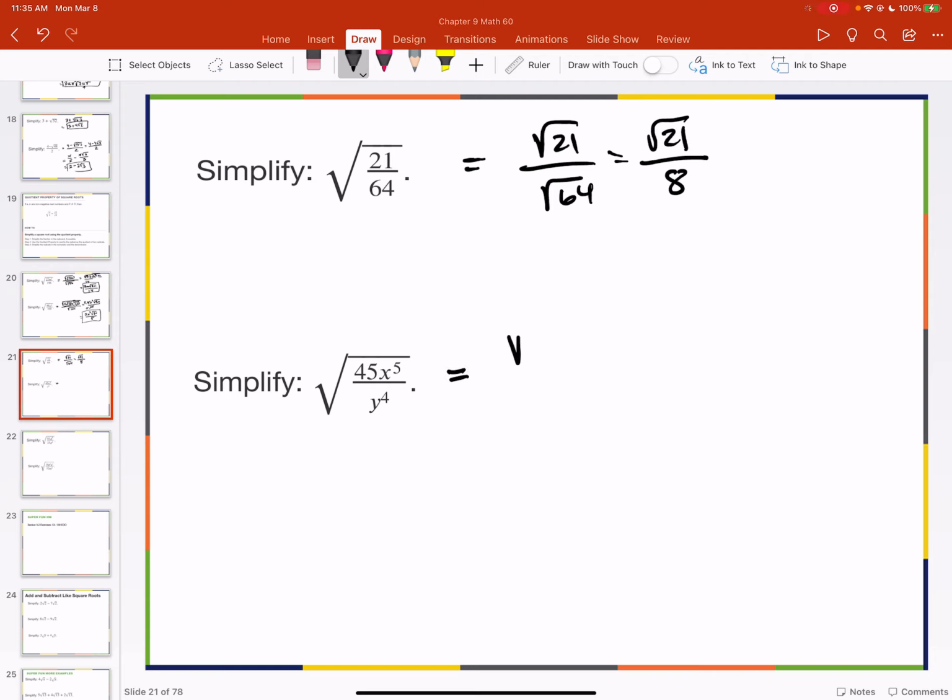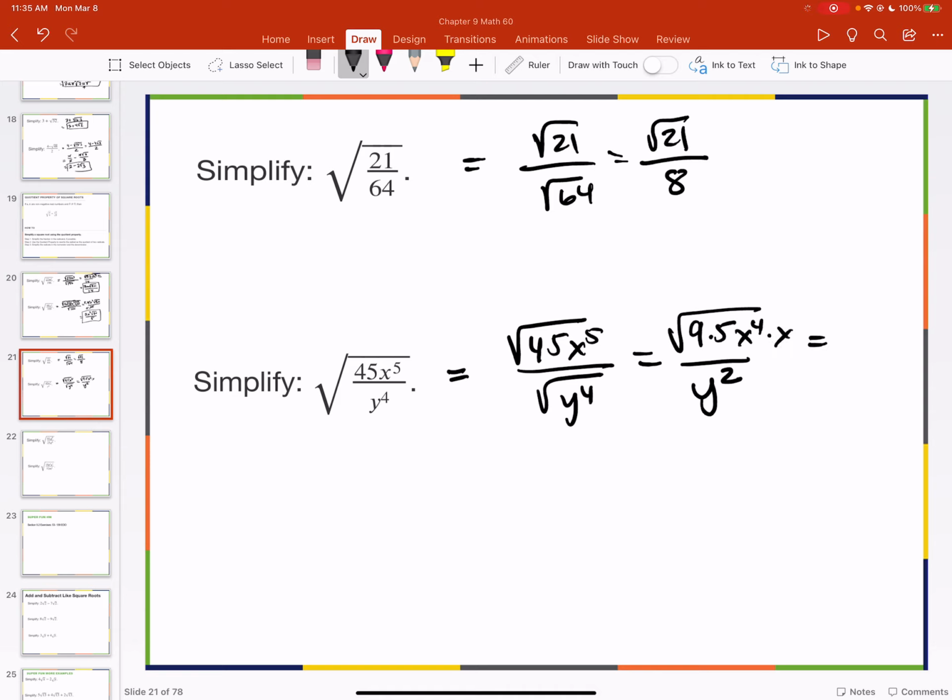How about this here? Square root of 45x to the power 5 over square root of y to the power 4. On the denominator, you get y squared. And then on the top, you have 9 times 5, x to the 4 times x. So that's just 3x squared. And then what's left over is a 5x inside the radicand, and then you have the radical, and then that's it. There you go.